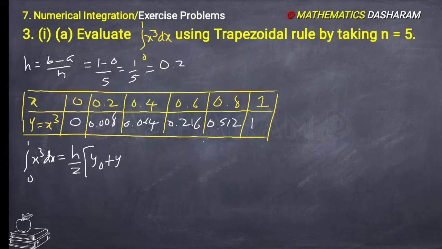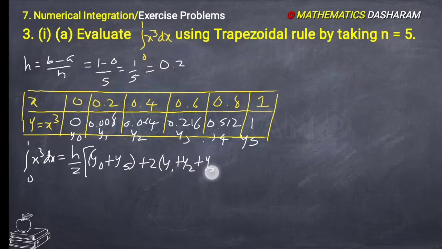Sorry, what is that? This is y0, this is y1, this is y2, this is y3, this is y4, this is y5. So y0 plus y5 plus 2 into the sum of the remaining ordinates, so y1 plus y2 plus y3 plus y4. Now substitute the values.